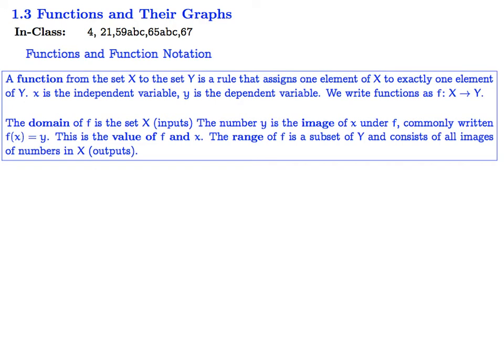It's going to be a basic idea we're going to use throughout the course, and so as I've said, lots of vocab. But a function from the set x to the set y is a rule that assigns one element of x to exactly one element of y. X will be called the independent variable, y is the dependent variable, and we write functions as f from x to y. So let's start by looking at an example of this.